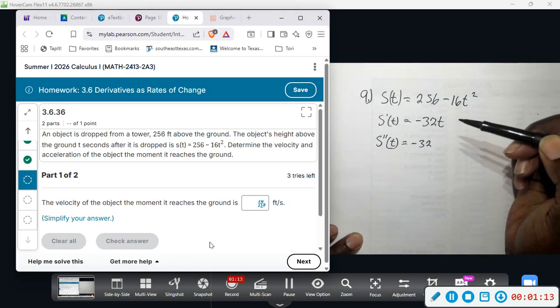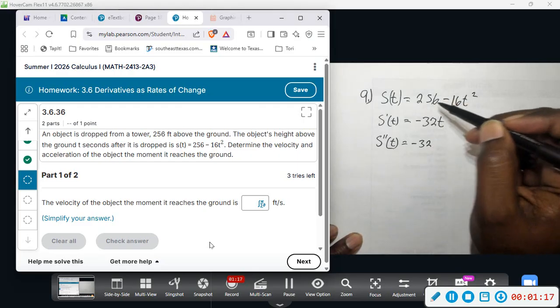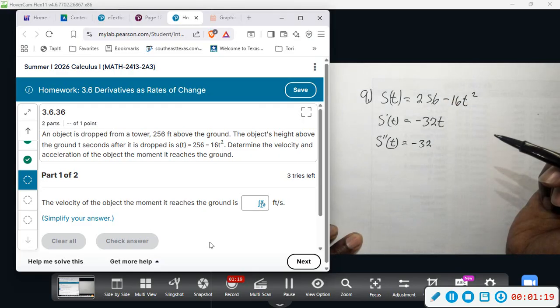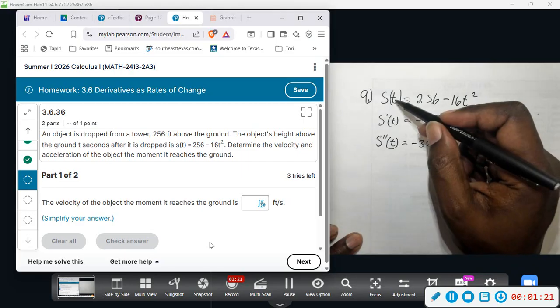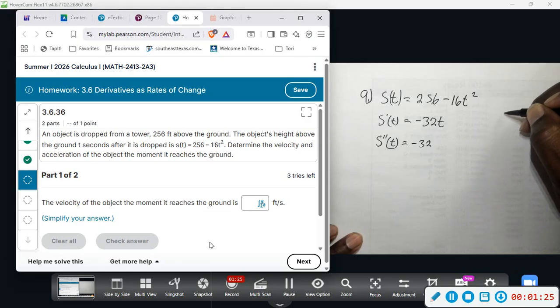Okay, so now we have the functions. We need to find out when this object hits the ground, and we can plug that in for t. So in order to find when it hits the ground, we're going to set this equal to 0. So I'm going to say 256 minus 16t squared equals 0.